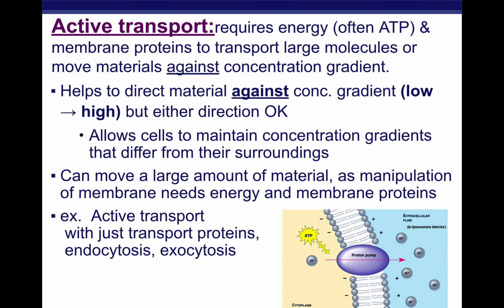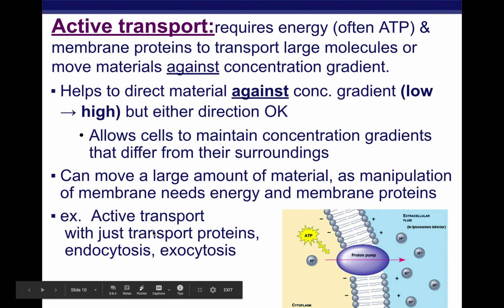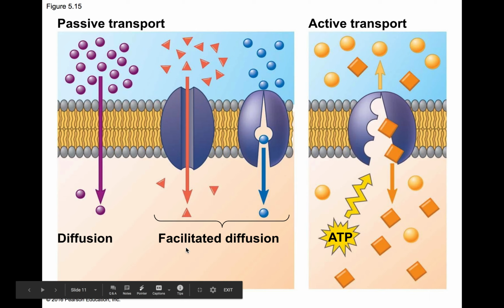So even if you're not going against a concentration gradient, just the act of moving such a huge amount of stuff takes a lot of effort by the cell. So these are the three types of active transports which were mentioned earlier. So let's go over the most simple kind.